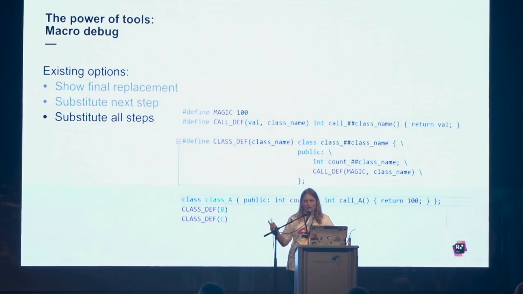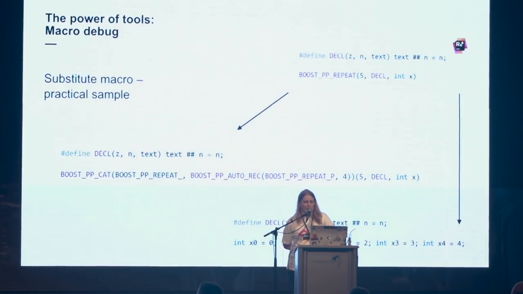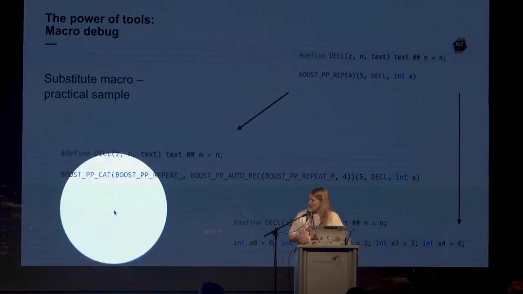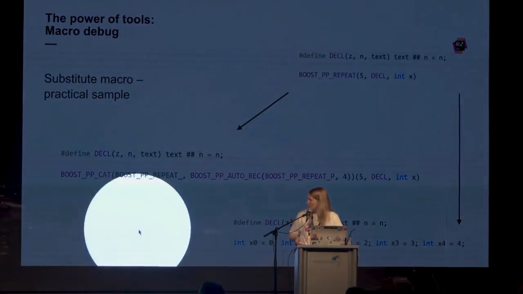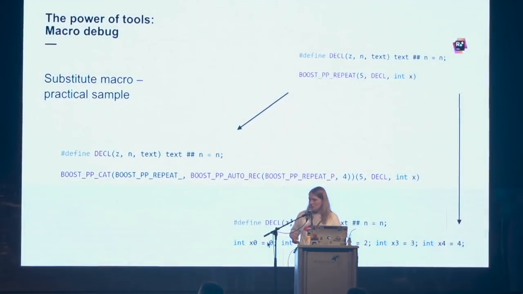I would say be very careful. There might be some context issues. I will talk about them in a couple of slides. Now just a more practical example of debugging a macro. Boost PP repeat. I would like to understand what it's actually doing. What I have here is one step substituted, and then all the steps substituted. So I can go using both paths, step by step, or just substitute all the steps, and I can see what will actually be there after the preprocessor run. A nice thing to understand Boost.